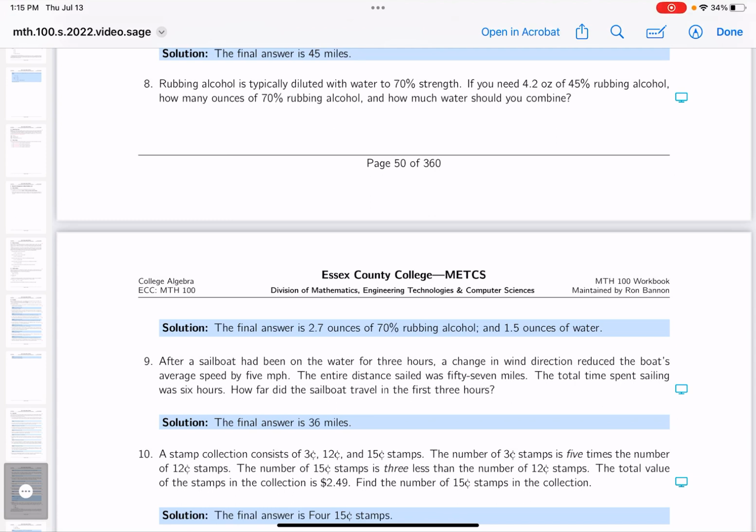Okay, on problem number 8, rubbing alcohol typically is diluted with water to a 70% strength, and that means 70% of it is alcohol, 30% of it would be water. If you need 4.2 ounces of a 45% rubbing alcohol, how many ounces of the 70% rubbing alcohol and how much water should you combine?